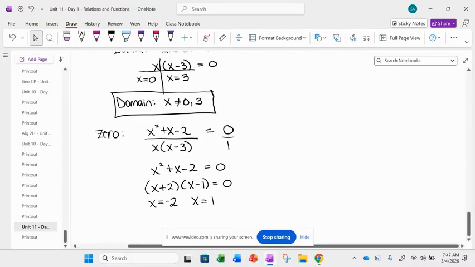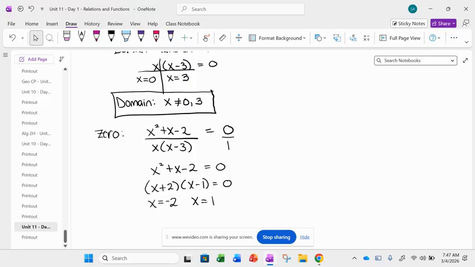Now, after I solve and find the zeros, is there anything I should check? You think? Is there anything I should check? There is. There's something I should check once I find my zeros. Any guesses, Amanda?